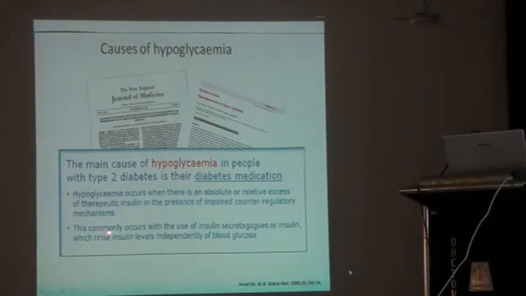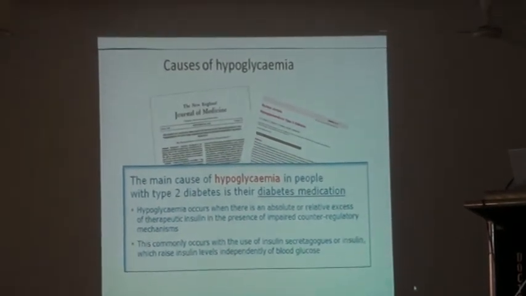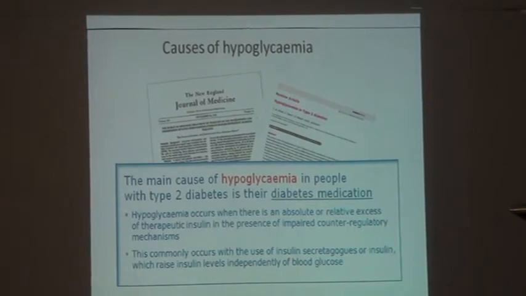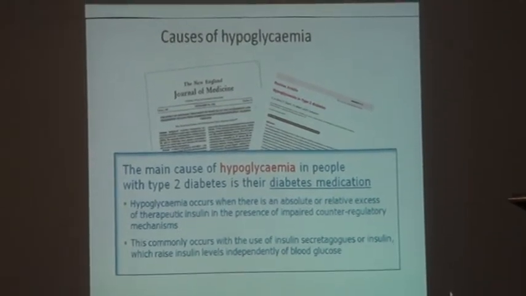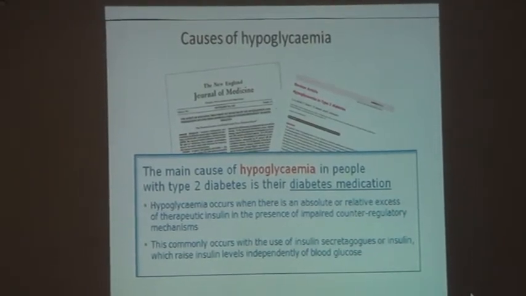This hypoglycemia commonly occurs when insulin secretagogues or insulin are used, which raise insulin levels independently of glucose levels. Now, if you give a glimepiride or a gliclazide or an insulin to a person who has a fasting blood sugar of 120, it will plummet it to somewhere around 60, 70. If you give it to somebody with a fasting sugar of 200, it will bring it down to around 140. So this is independent of blood glucose.